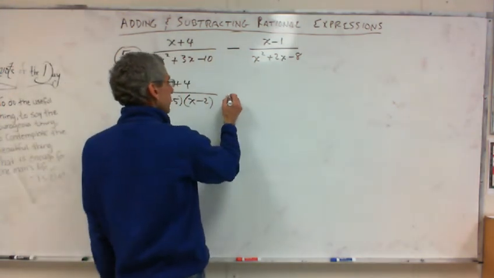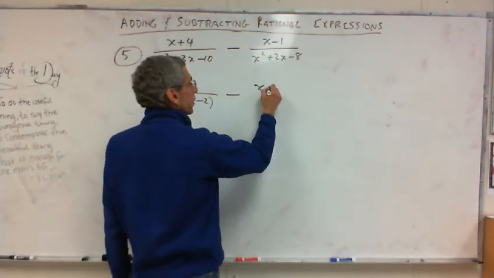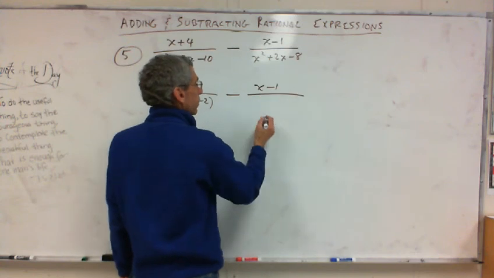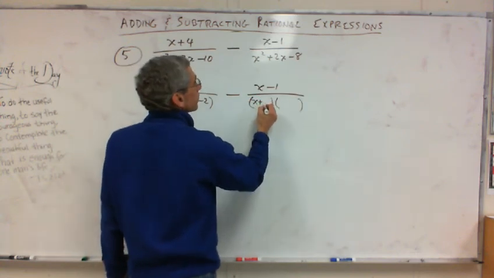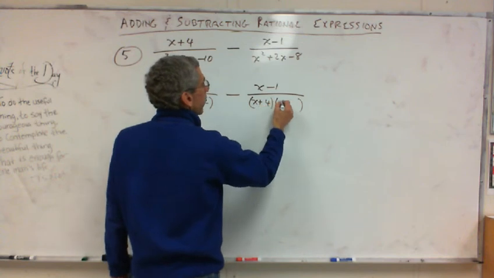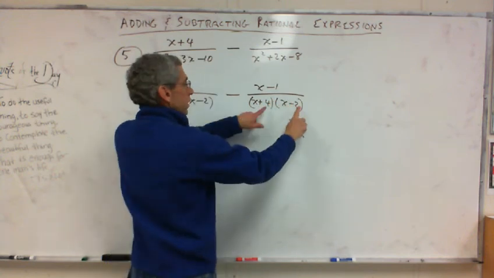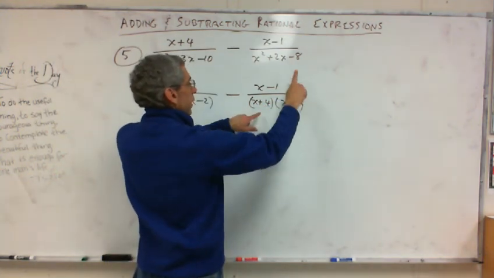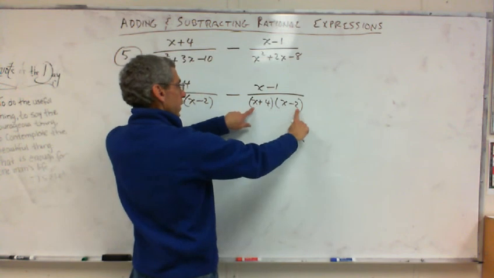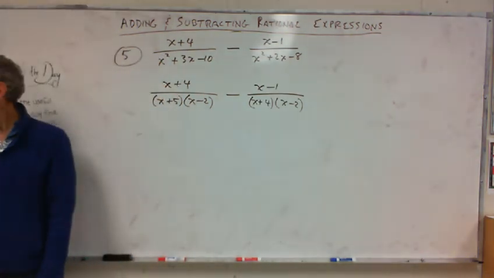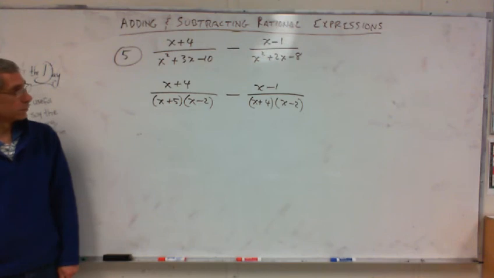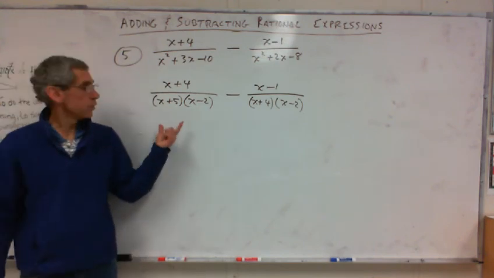Okay, and then it says minus. We're going to put an x minus 1 here. And then we have x plus 4 times x minus 2, negative 8, that's right. And 4x minus 2x is 2x. Can I cross anything out? No, I can't cross anything out, because this is not multiplication.